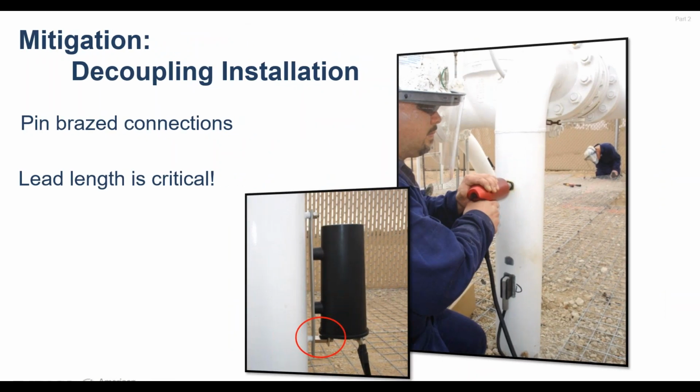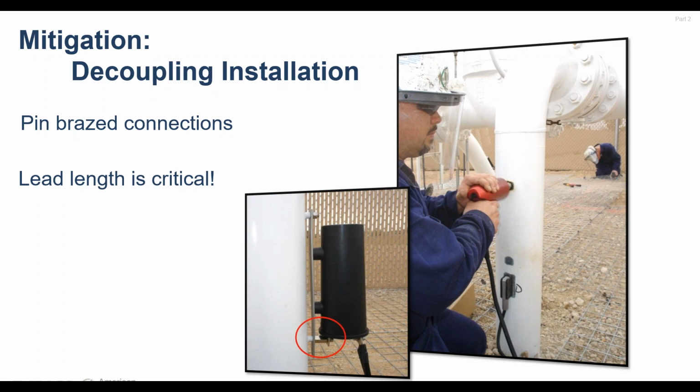Another side note for our decoupling installations, remember we talked about lead length. So in the photo there in the center of the screen, you can see at the red circle, what we're trying to show you is a coupling nut. So that's actually the connection to the pipeline. So it's hard to get much shorter than that. That is a direct connection using pin brazing technology to connect to the pipeline.